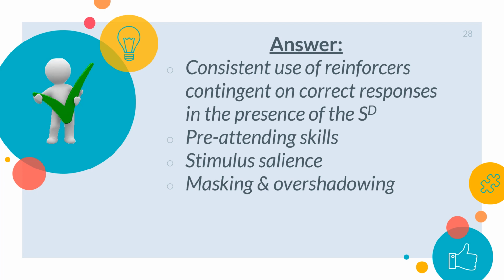On your homework sheet, fill in one of the following answers. Consistent use of reinforcers contingent on correct responses in the presence of the SD, pre-attending skills, stimulus salience, or masking and overshadowing. I'll now give you a moment to fill one of those in.